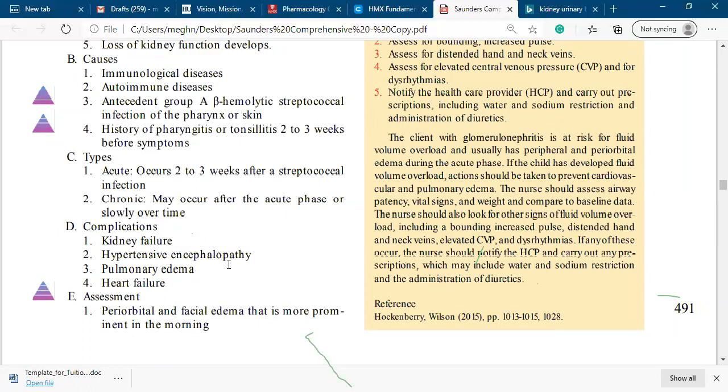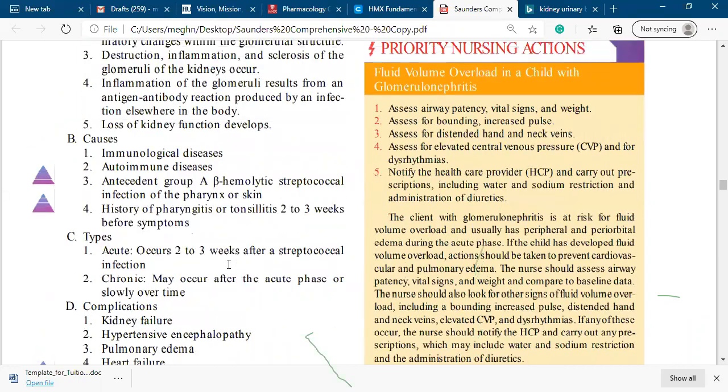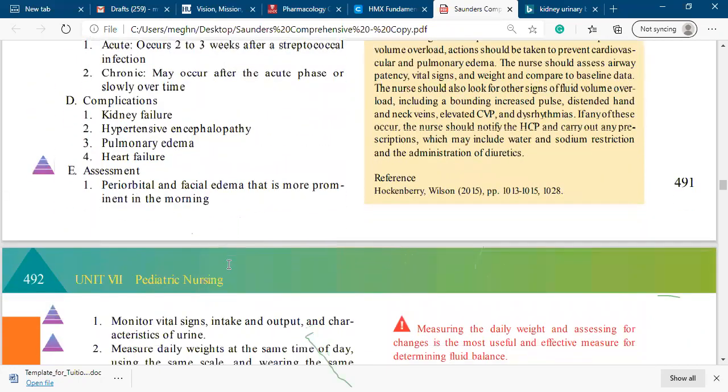What is this waste product? Nitrogen substance, nitrogenous content substance, right? And they also lead to pulmonary edema, they lead to heart failure. Complications of glomerulonephritis if we do not treat the baby.